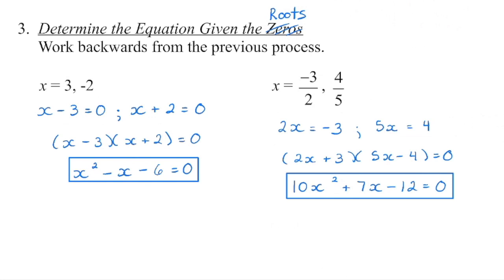And then you can always check, if you were to refactor this, and then set your factors equal to 0 and solve, those should be your x-intercepts. Or you can always graph that on your calculator and just quickly check, are those in fact the right values?